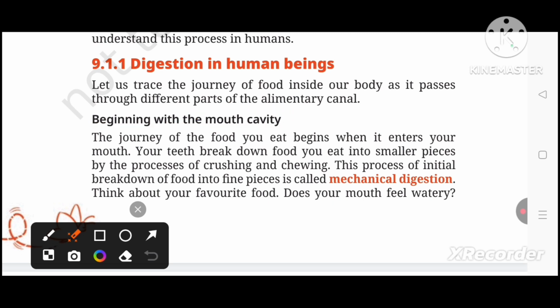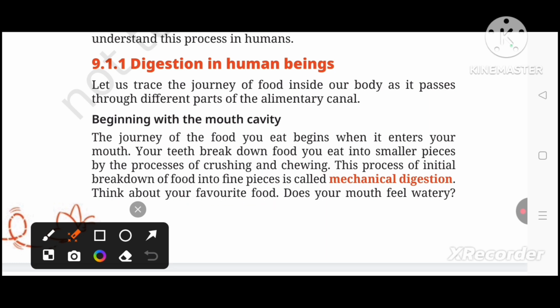We will start from the mouth cavity. The journey of your food begins when it enters your mouth. Your teeth break down the food you ate into simpler pieces. This is by the process called crushing and chewing. This process of initial breakdown of food into fine pieces is called mechanical digestion. The chewing of food is also called mechanical digestion.